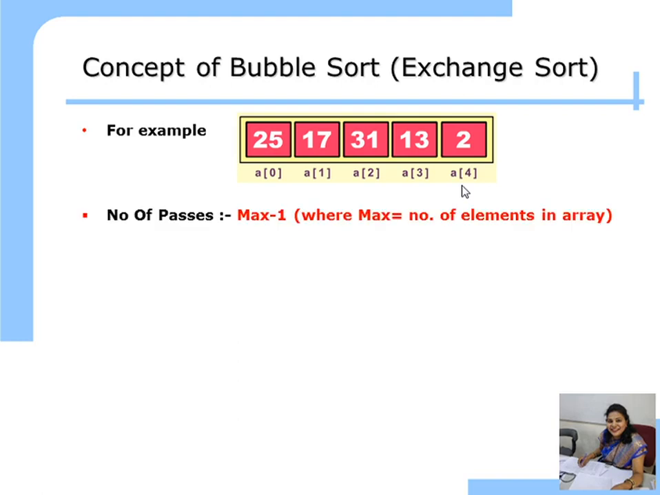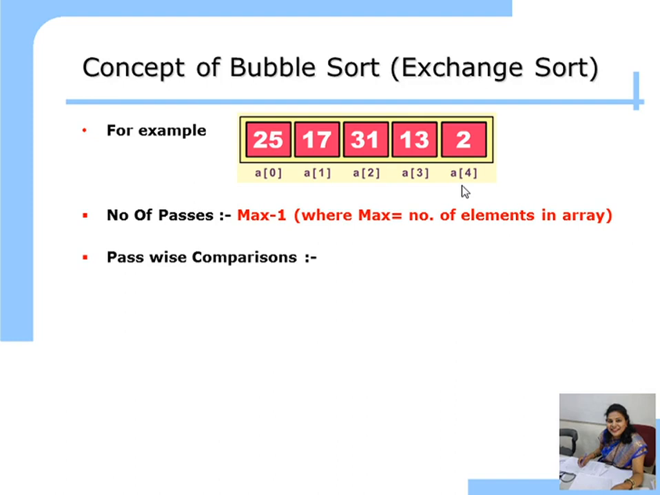The first step to perform bubble sort is to calculate the number of passes. How many passes will you require to sort the array using bubble sort? The formula for calculating the number of passes for bubble sort is max minus 1, where max is the number of elements in the array. Take the example stated above. How many elements are in the array? There are 5 elements. So how many passes will you require? Max minus 1 means 5 minus 1, which is 4. So to sort this array you require a maximum of 4 passes.